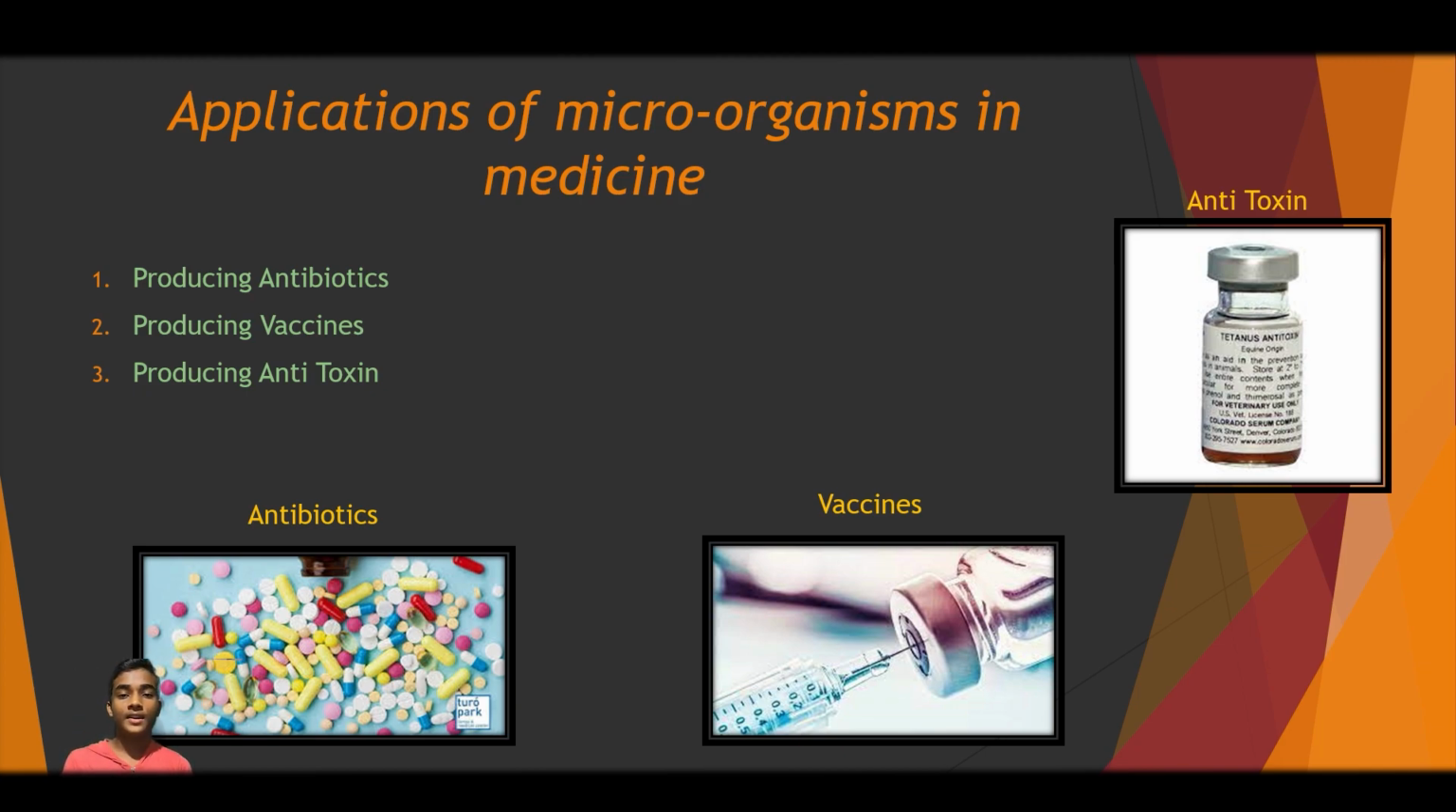First one, producing antibiotics. Chemicals produced in the body of a microbe to control or sabotage another microorganism are known as antibiotics. Fungi and bacteria are used to produce antibiotics. Antibiotics can kill bacteria and fungi, but they cannot fight infections caused by viruses.